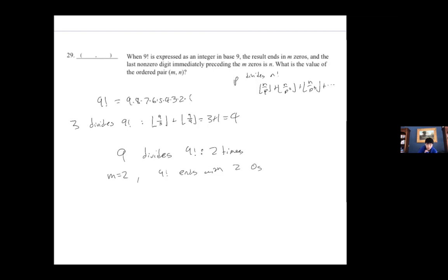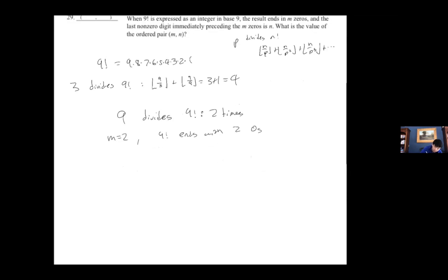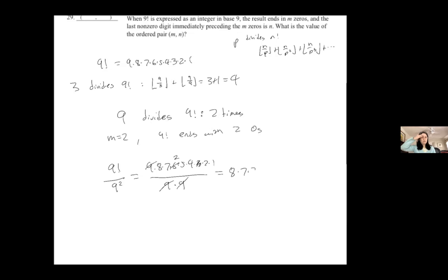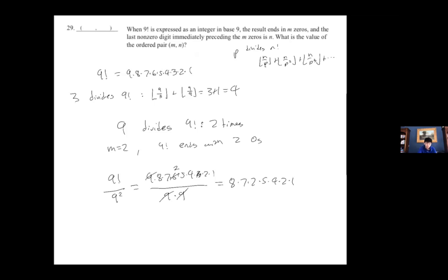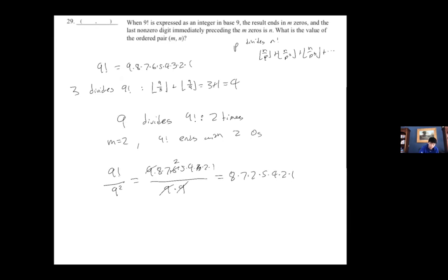And so now we're left to figure out what the non-zero part of 9 factorial is. So we calculate 9 factorial over 9 squared. Cancelling these, this equals 8 times 7 times 2 times 5 times 4 times 2 times 1. But what we really want is the last non-zero digit. We don't really care about the specific value. So now we just need to find what this number is when we divide it by 9.